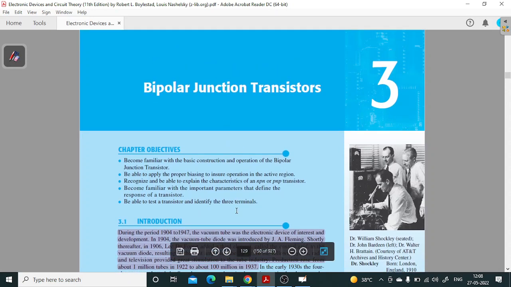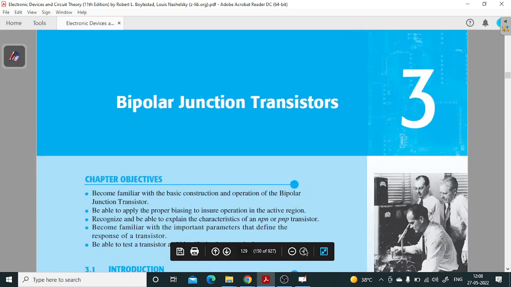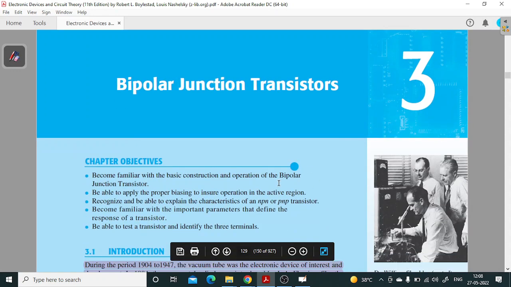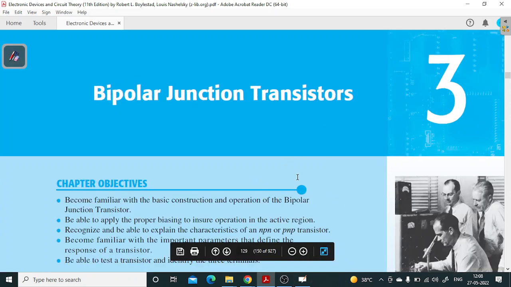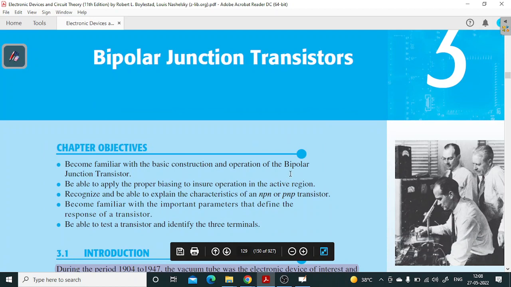So this is from the same book, chapter number 3, Electronic Devices and Circuit Theory by Boylestad. I also encourage you to refer to this book. I have told you already in the very first class that this is the book. This is also there in the textbook list. It is a very good, standard book, so you can follow it.